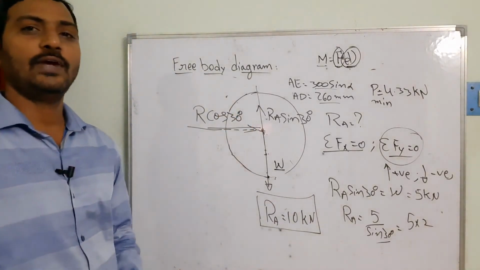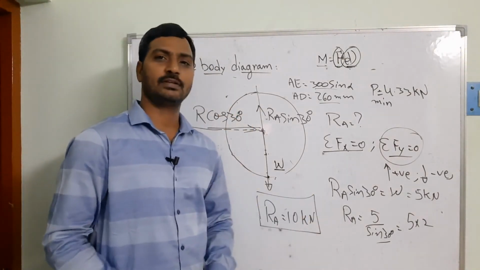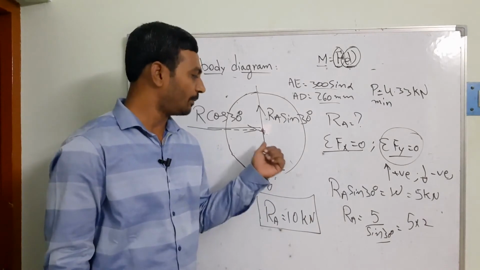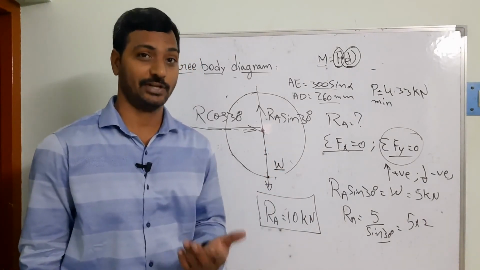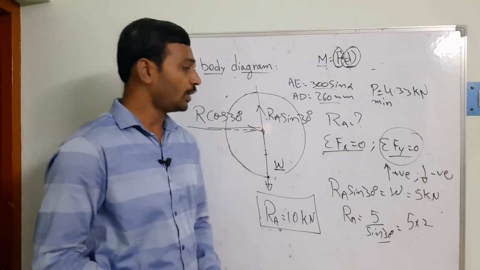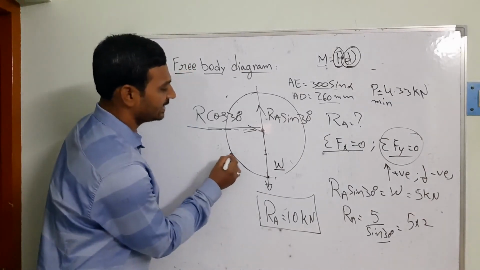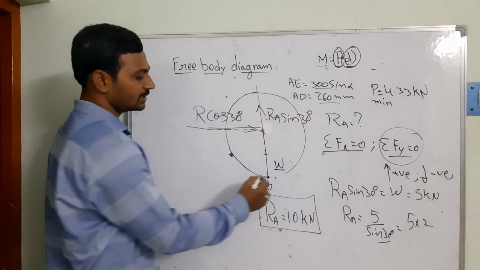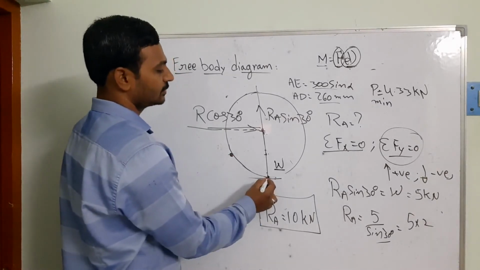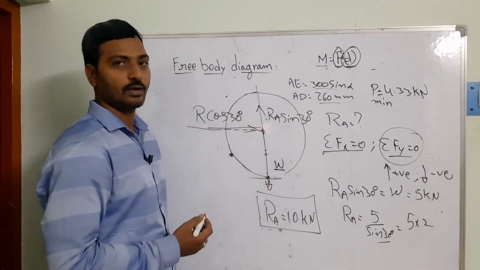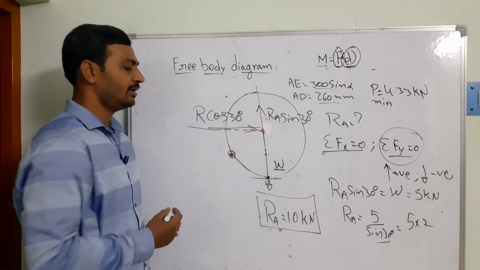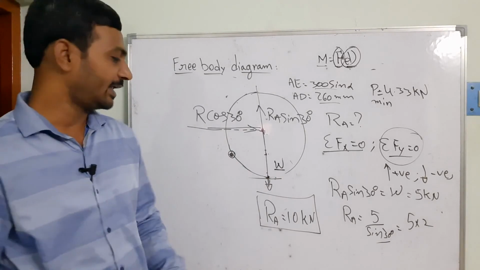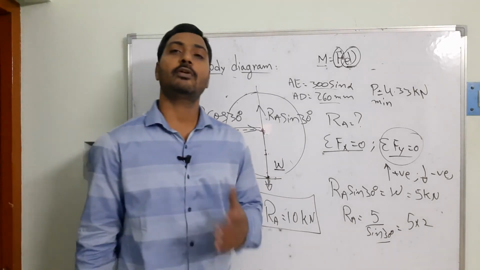As we know, the weight of the ball is only 5 kilonewtons, but the reaction force developed at the block is 10 kilonewtons. It means double the amount has been generated, because the load is concentrated only at this point. Before, there is contact over here, so the reaction force comes from the ground. While it is moving, the total load is concentrated and the reaction force is generated this way. This way we solve the problem.